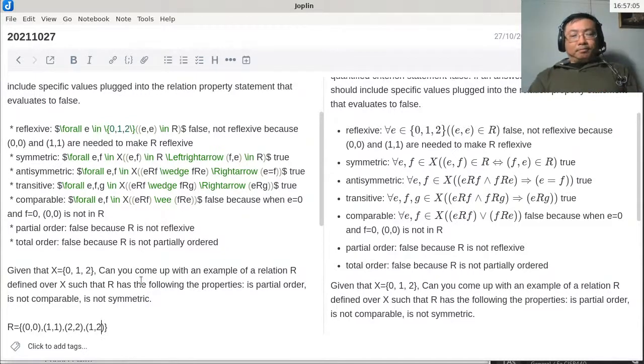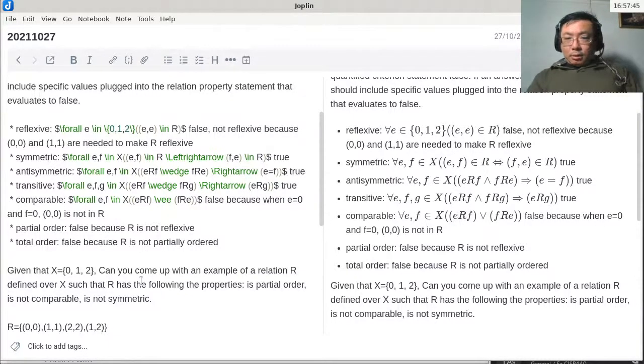Is it transitive? It is still transitive because adding (1,2) to this whole thing doesn't cause any problem to make it not transitive, because you can choose (1,1) and then (1,2), so that (1,2) is there. So it is still transitive. And let's take a look at comparable. It is still not comparable, because that is what we want. And now it is also not symmetric because (2,1) is missing.